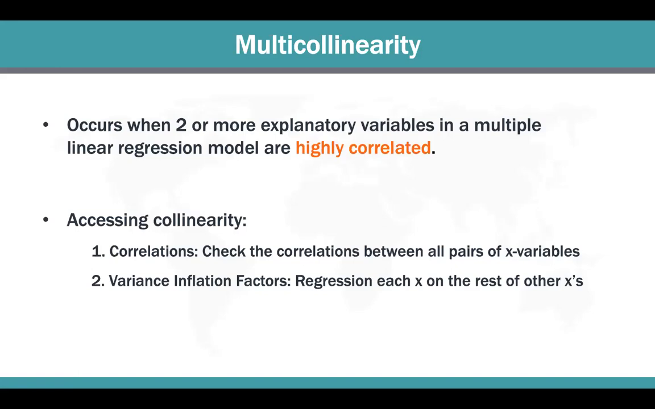So how do we assess collinearity? There are two methods for assessing collinearity. The first one is just called correlations, which is checking the correlations between all pairs of X variables. And the second one is called the variance inflation factor, which is a regression of each X on the rest of the other X variables.